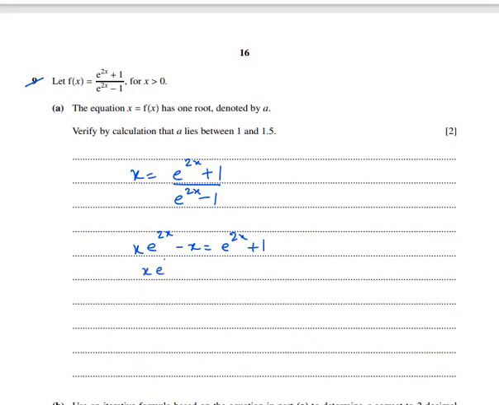So e to the power 2x minus e to the power 2x is equal to 1 plus x. Right, taking e to the power 2x terms to one side. Now I can take e to the power 2x common, so I'll get x minus 1 equals 1 plus x. Therefore, e power 2x, I can write it as 1 plus x divided by x minus 1.